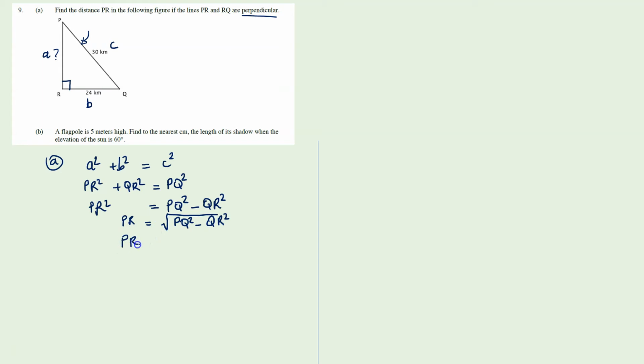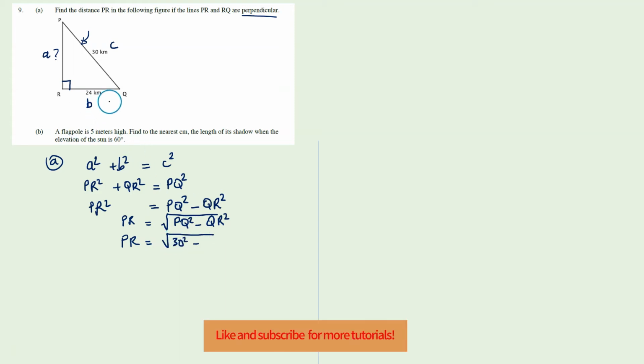So PR is going to be equal, what's PQ? PQ is 30. So 30 squared, take away QR is 24 kilometers. So that's take away 24 squared. Okay, so 30 squared is 900, and 24 squared, if you multiply that, that will be 576. So 24 times 24. And the answer to this would be square root of 324. And what is the square root of 324? Well, it's 18. So PR is going to be 18 kilometers.